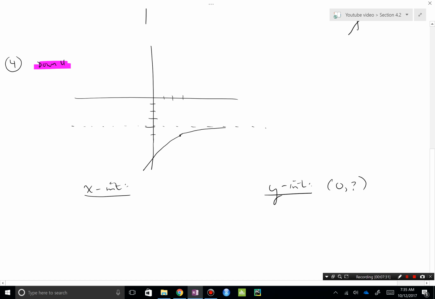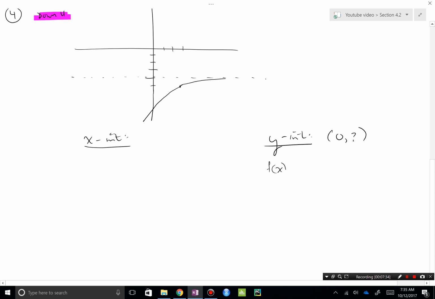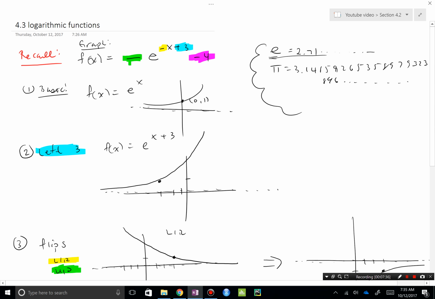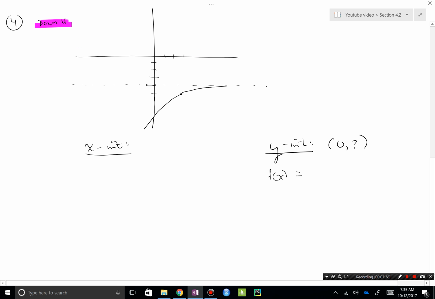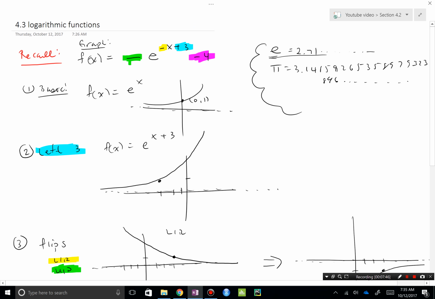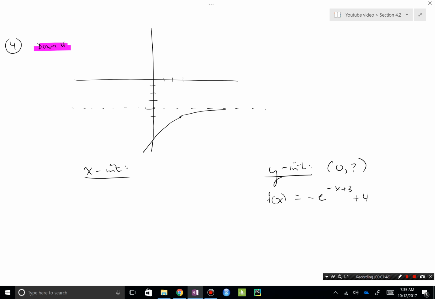There's your y-intercept. And if your function is f of x equals, what was this guy? Negative e to the negative x plus 3, minus 4. Plus 3 minus 4. Okay? Then it's pretty simple. Make the x 0. Do not freak out about e again. It's just an irrational number. So if you plug in 0 for x, this becomes negative e to the third minus 4. Now you're probably saying, what is that?